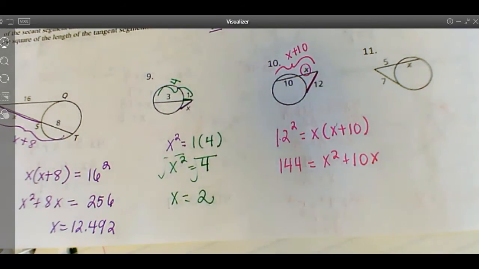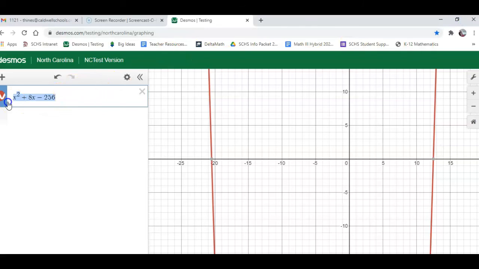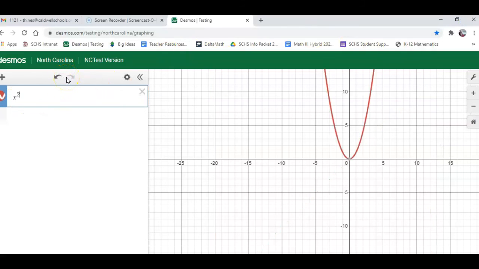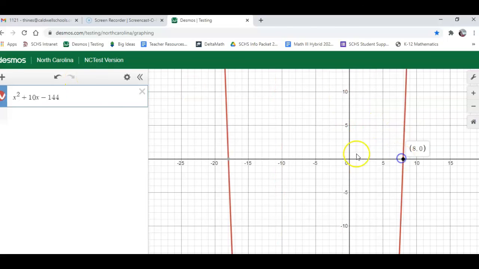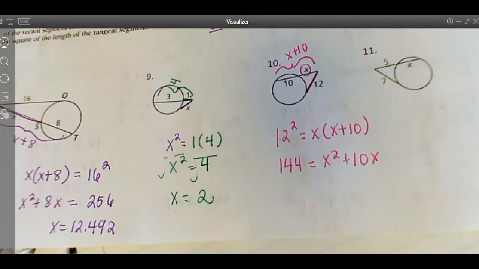And again, I'm going to go to Desmos, and I'm going to subtract 144 to figure out the answer. So x squared plus 10x minus 144. There's our zeros. We don't want the negative. We want the positive, so our answer must be 8.